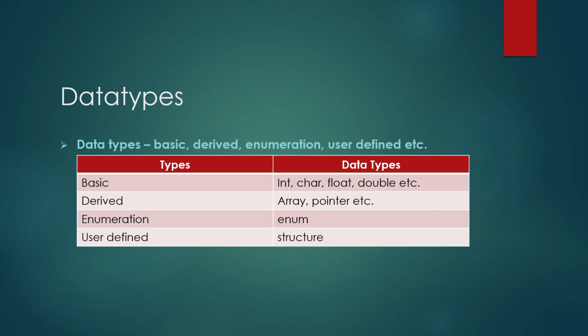As of now, just keep in mind that there are four types of data types available in C++, known as basic, derived, enumeration, and user defined. We will meet in the next videos of C++ with the operators.